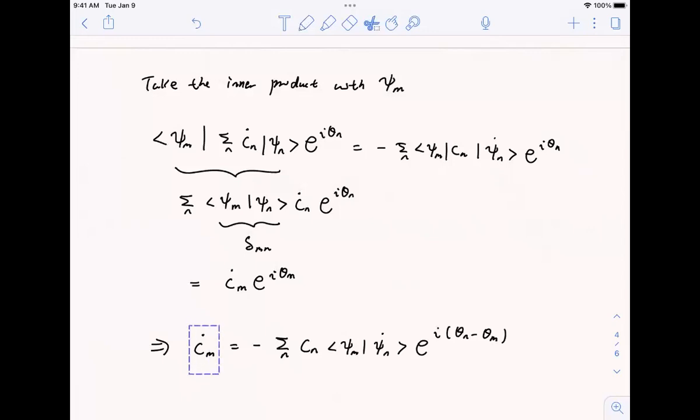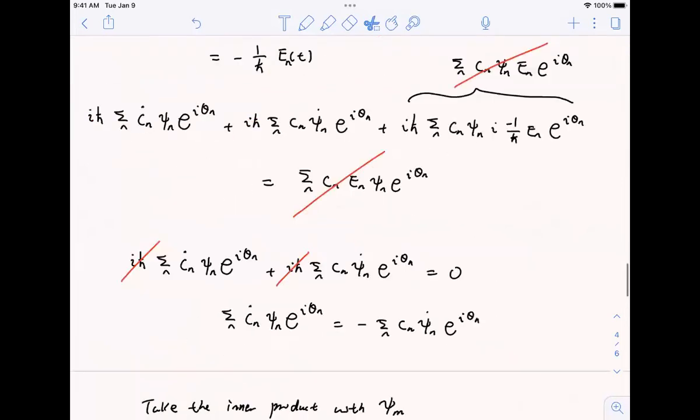Okay, so now you can add the time dependence. Of course, all of this also depends on time. Actually, even these wave functions are all time dependent. So far we still haven't made any approximation. We're basically just rewriting the Schrodinger equation in terms of the expansion coefficient.